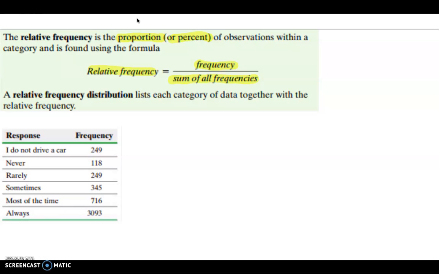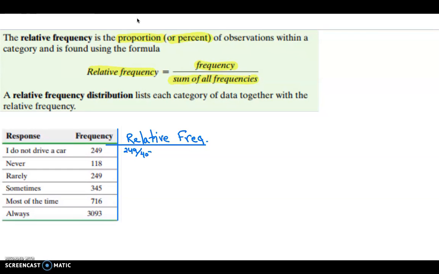And so what I'm going to do is I'm just going to expand this. Okay, and this is going to be the relative frequencies. So for the relative frequencies, in this case, there were 249 who said I do not drive a car, and you are going to divide that by the 4,077, the total number when you add up all of those frequencies. And that gives me 0.052. And that is the relative frequency, that 0.052.